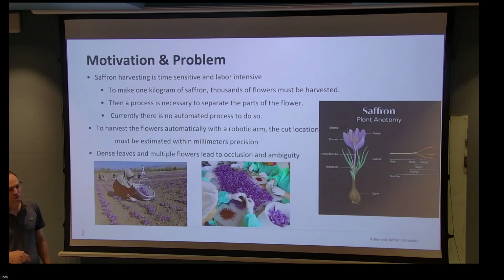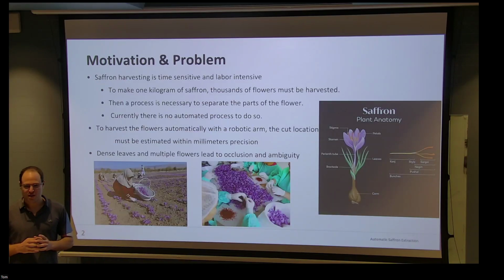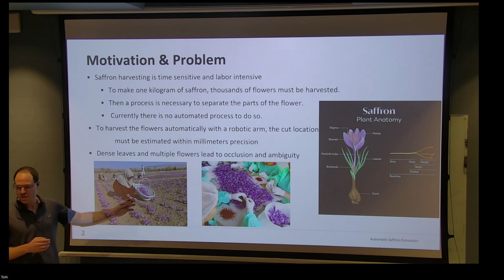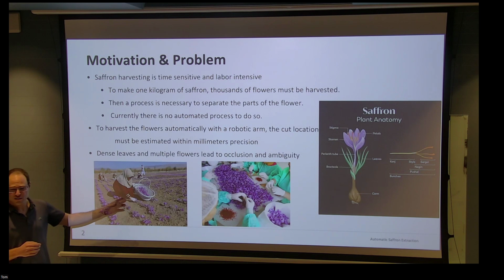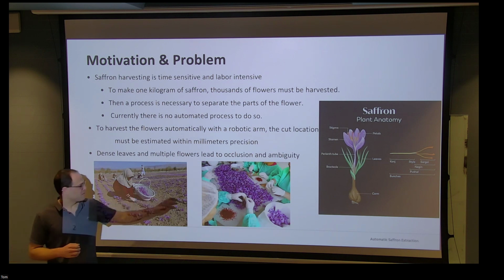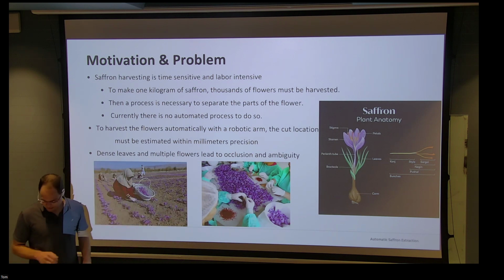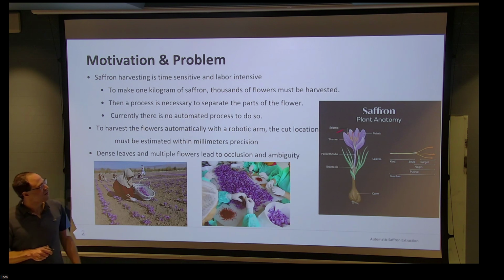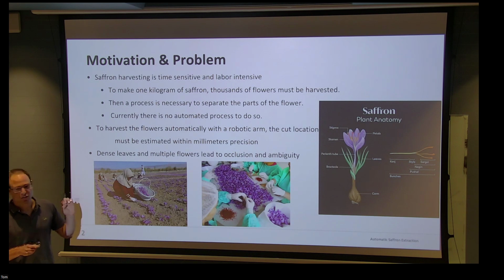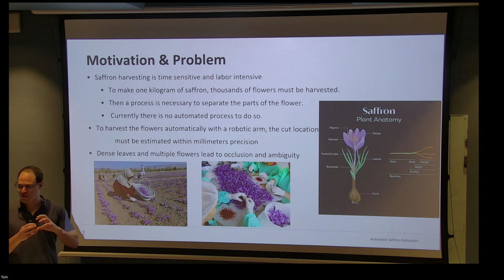Let's get some motivation for what we are doing here. To get 1 kilogram of saffron, we need tens of thousands of flowers. They should be picked. Today they are picked by hand. Later, after they are picked, they need to be sorted into different parts. What parts do we have here? We have the stigmata, the tzalakot. This is the part that we want to take. It's the most expensive part of the saffron flower.